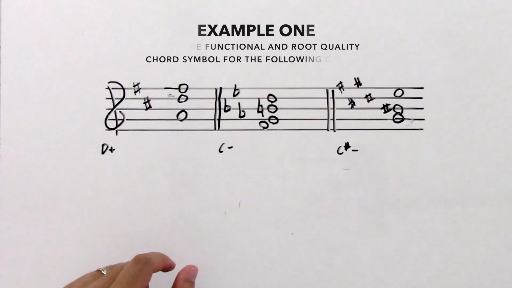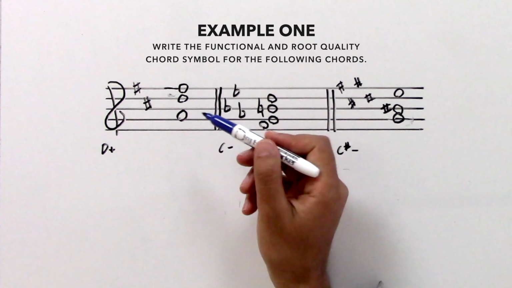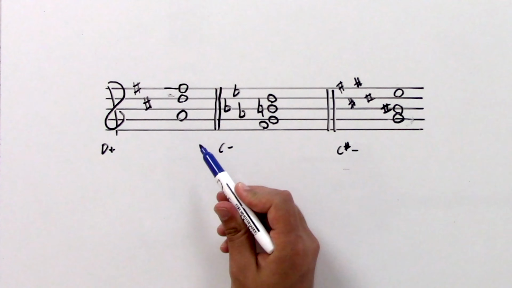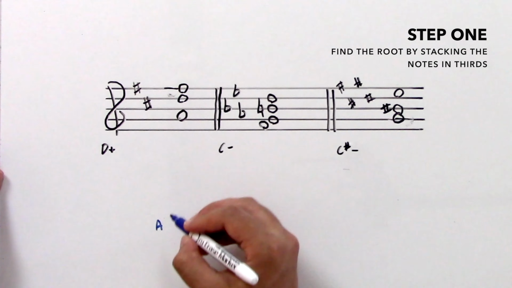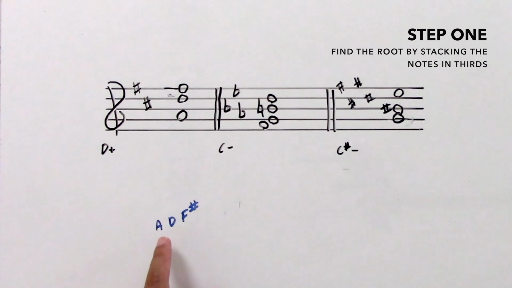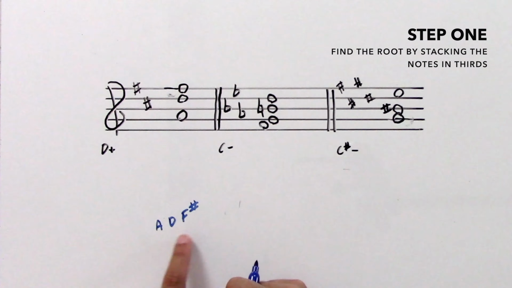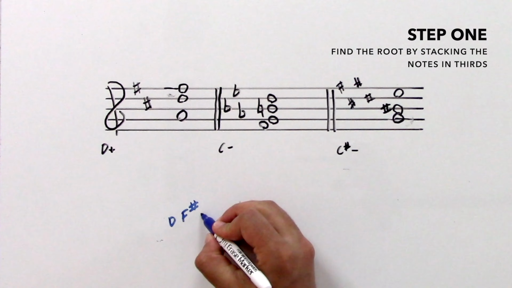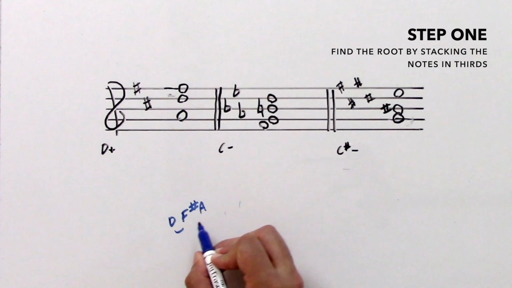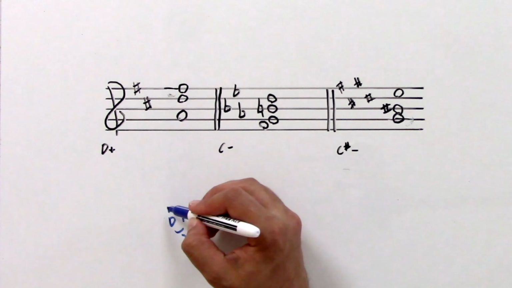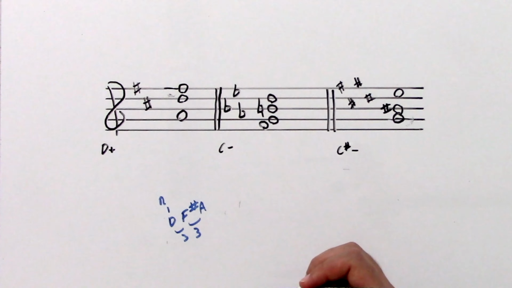Let's start with this first question down here. We're in D major. There's an A, a D, and an F sharp. Now I need to figure out what the root is. So I'm going to write these notes down here: A, D, and F sharp. Now, these are not stacked in thirds. A to D is a fourth and D to F sharp is a third. So I need to rearrange this and put it into thirds. If I put this A over here, now it's in thirds, which means D must be the root. So D is the root of this chord.